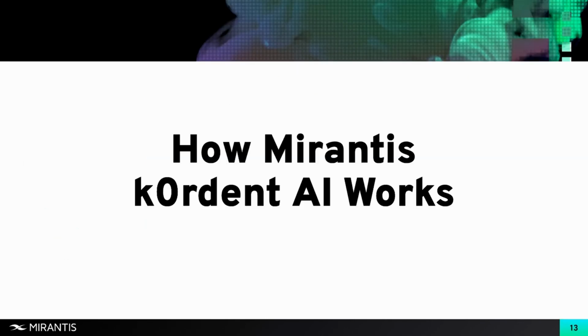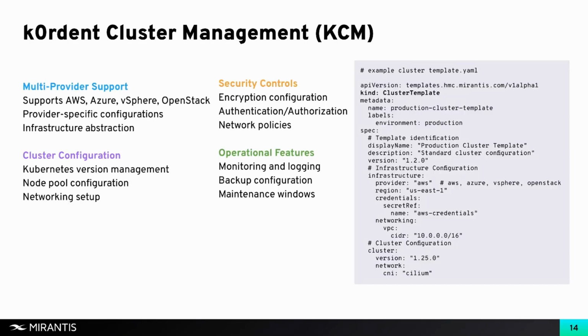Now let's take a closer look at how k0rdent AI actually works. KCM uses cluster templates as versioned blueprints to streamline cluster provisioning. A cluster template includes infrastructure settings such as cluster configuration, security controls, and operational features. By streamlining cluster provisioning, this ensures clusters are consistent across environments and providers, such as AWS, Azure, and GCP. Simplifying setup and troubleshooting helps workloads behave as expected.